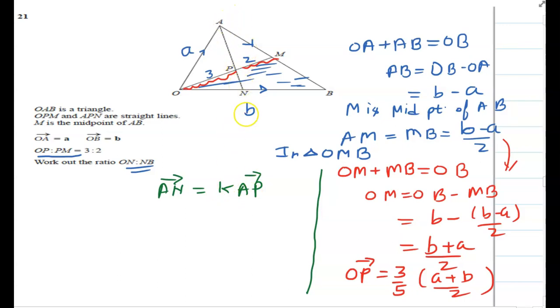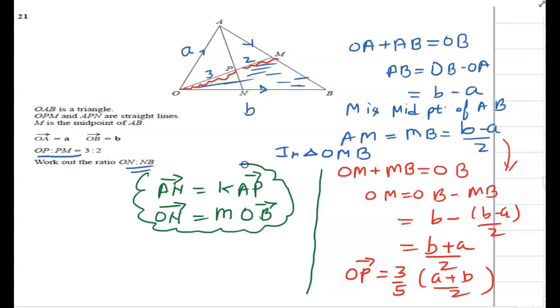So this AN full vector will be k times of AP. AP is some portion of AN, so you need to multiply by k times AP. Similarly, ON will be, let's take another scalar m times OB. So these two things you need to remember. Without this you won't be able to do this question.